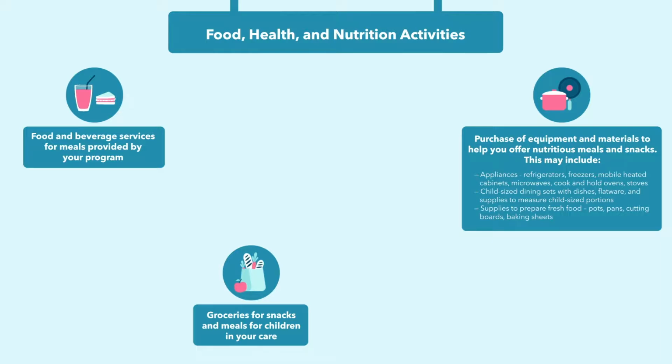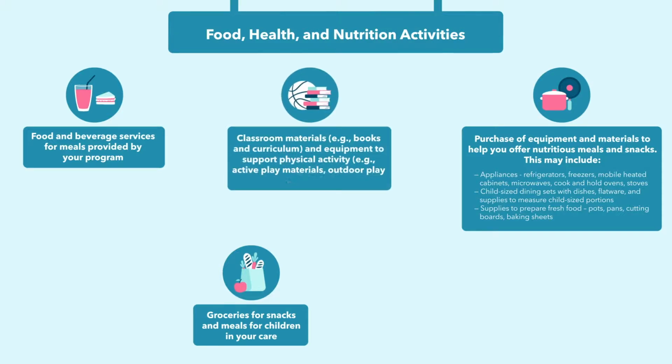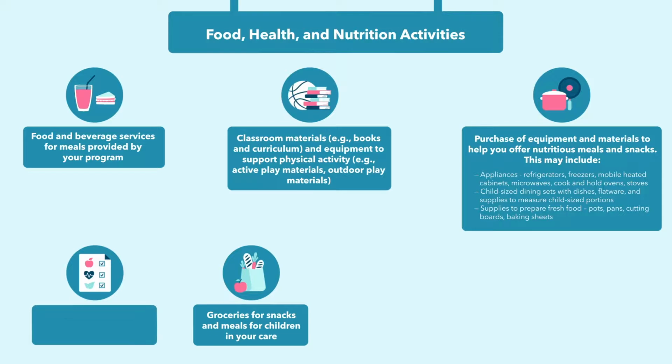Or child-sized dining sets with dishes, flatware, and supplies to measure child-sized portions. Or supplies to prepare fresh food like pots, pans, cutting boards, and baking sheets. Also classroom materials like books and curriculum and equipment to support physical activity, like active play materials, outdoor play materials.